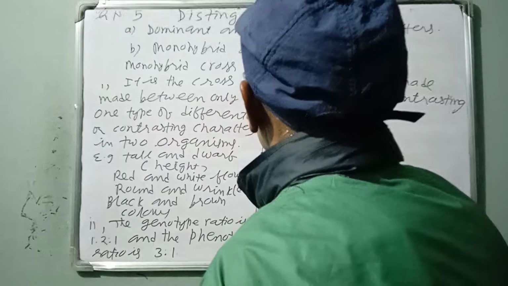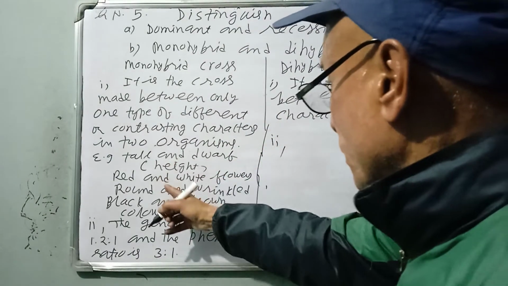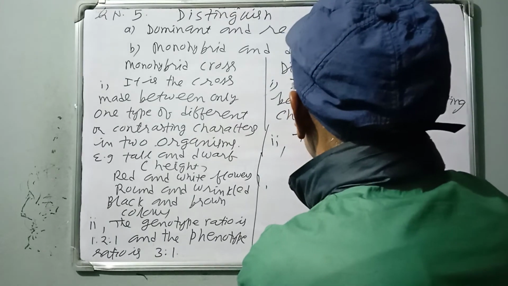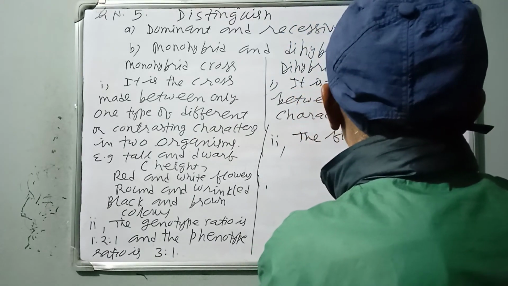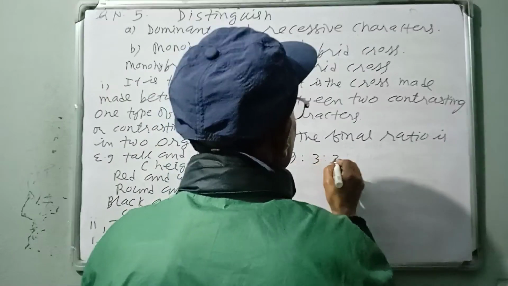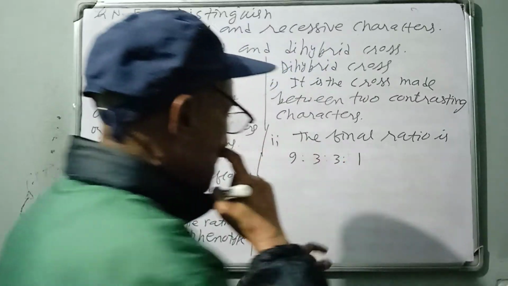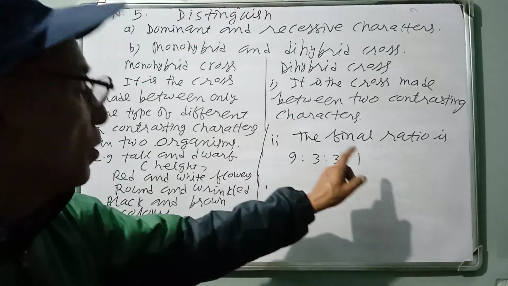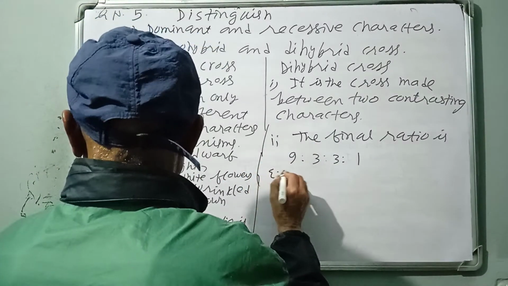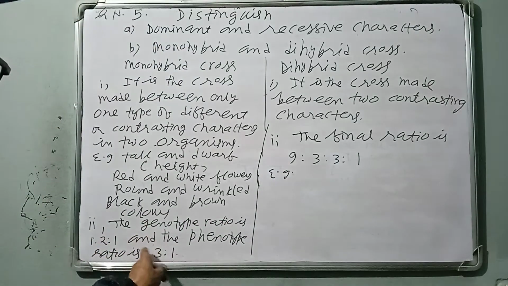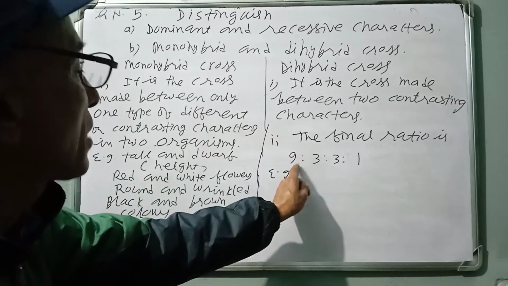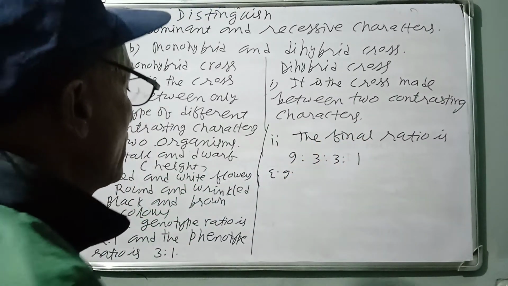But here, in the dihybrid cross, the final ratio is 9:3:3:1, out of 16. And you can give the best example. The genotype ratio is 1:2:1. Phenotype ratio is 3:1. The final ratio in this case is 9:3:3:1.